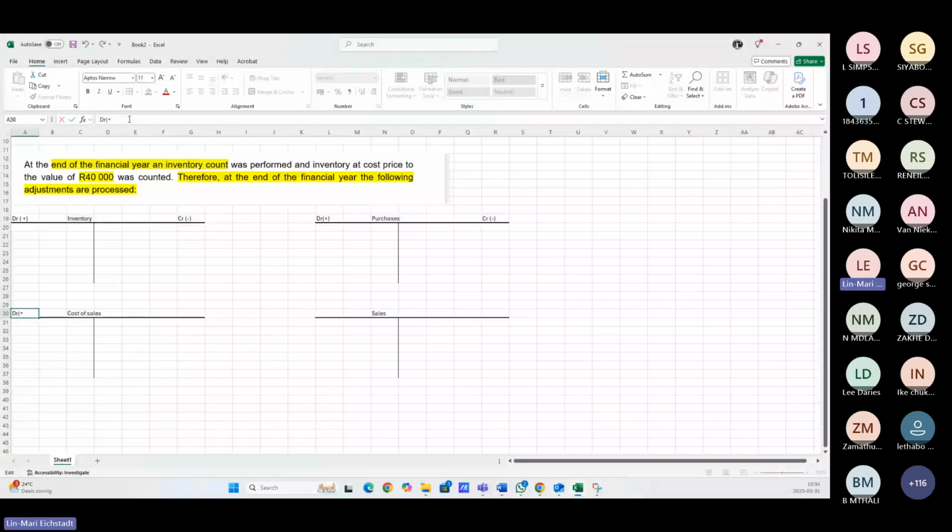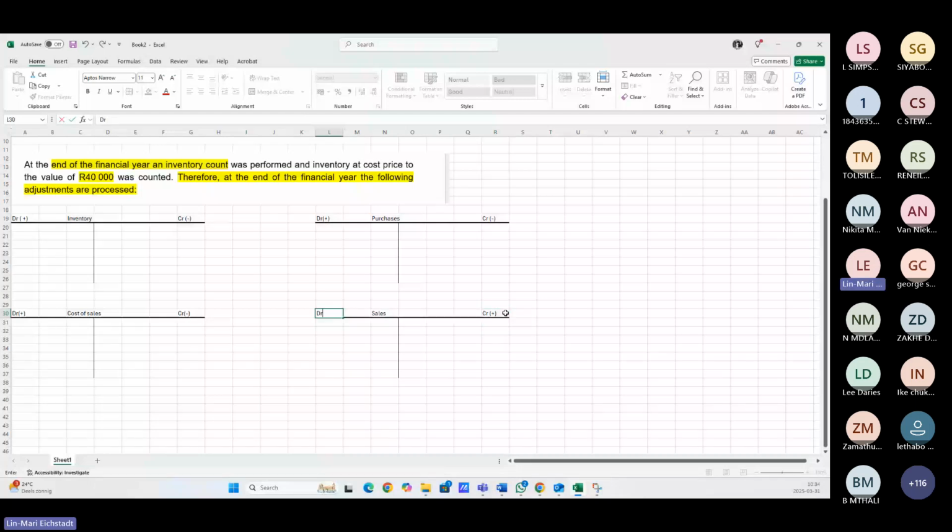And we would decrease it on the credit side, and then we would have sales. So for sales, it's the opposite. We increase our sales on the credit side, and we decrease our sales on the debit side. Right.